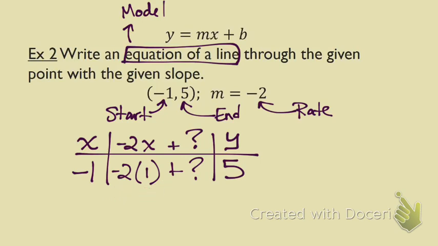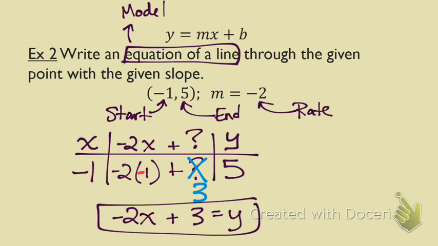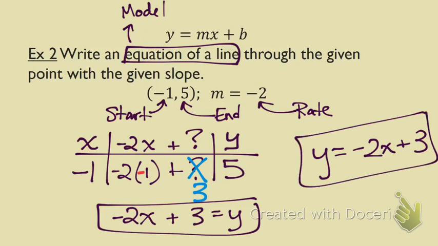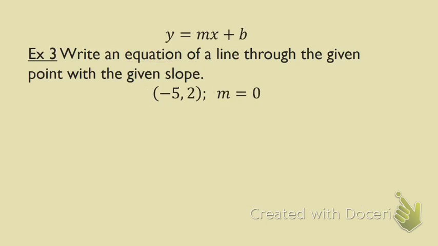Ooh, you're right. Typo. Should be -2 times -1 plus what gets me to 5. Magic number would be 3. Let's talk about what our model would be. Our model, or our equation of the line, would be -2x plus 3 equals y. Now, if you rather have your y equals first, that's okay too. This is also acceptable. This is where we're heading.